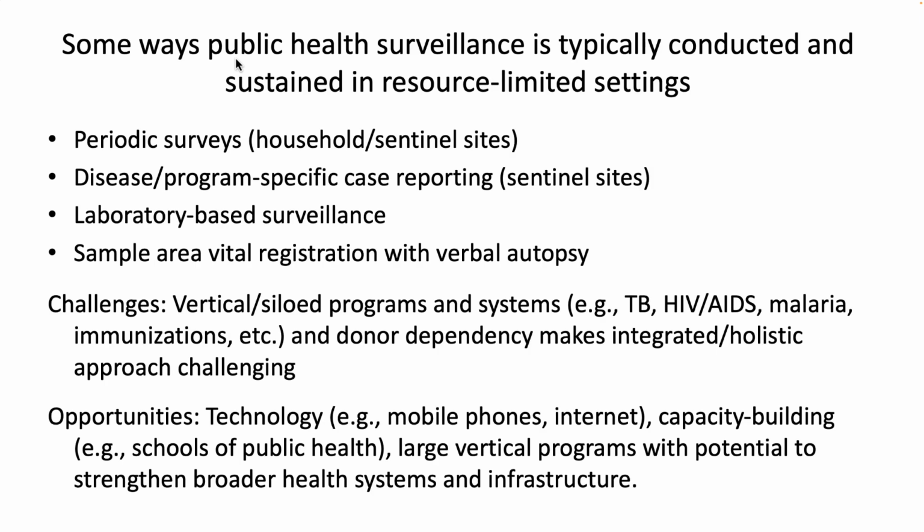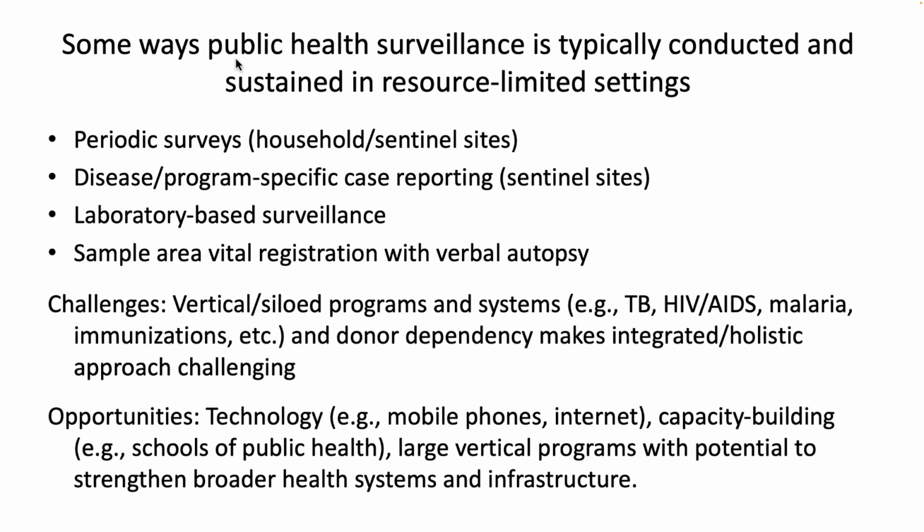How is it then public health surveillance is typically conducted in resource-limited settings? Well, some typical strategies include periodic surveys, such as household surveys or sentinel surveillance sites, disease or program-specific case reporting, laboratory-based surveillance, and sample area vital registration with verbal autopsy, to name a few.